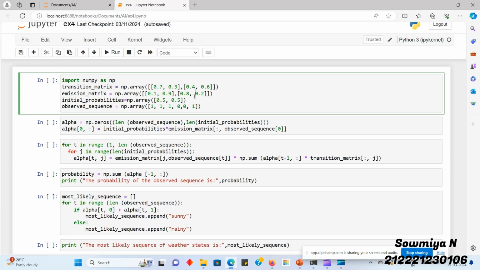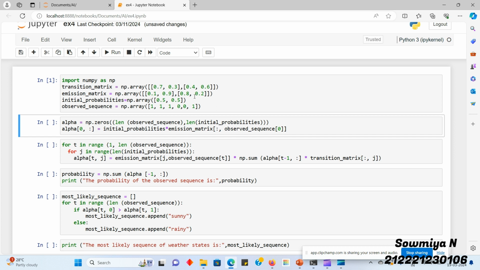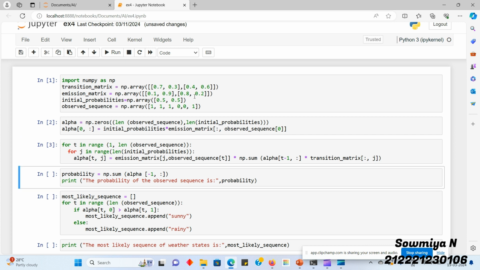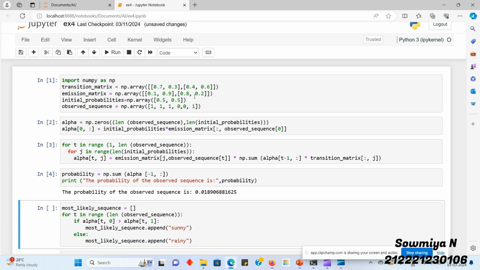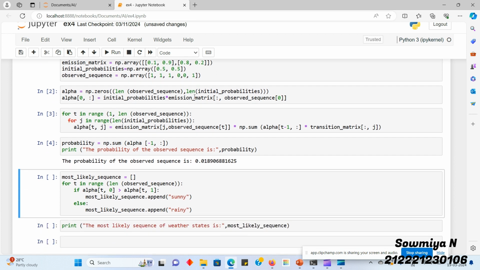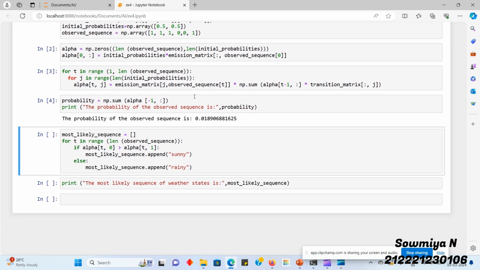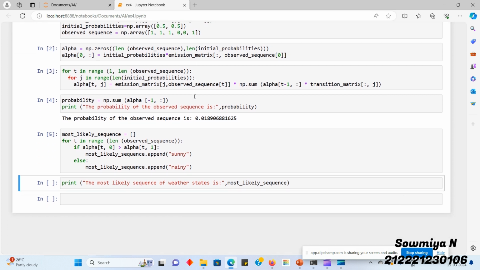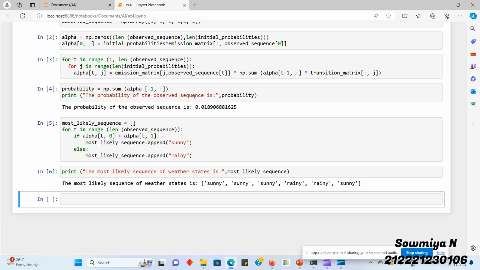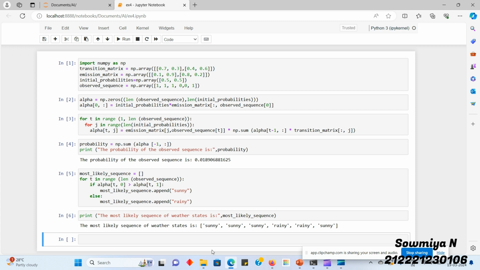Here comes the execution of the Python code. Initially we are declaring all four variables, which are the transition matrix, emission matrix, initial probabilities, and the observed sequence. Then followed by alpha initialization. Then we are calculating the probability of the observed sequence, and the output is around 0.01890. Then moving to the most likely sequence, the output is found to be sunny, sunny, sunny, rainy, rainy, and sunny. This is the Python implementation of the hidden Markov process for the given model.